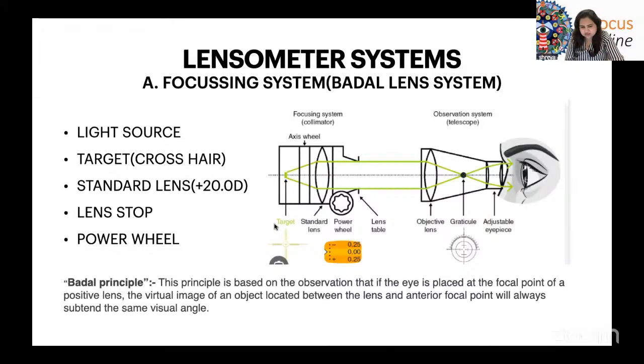So the focusing system is basically based on the Barrel principle, which says that if the eye is placed at the focal point of a positive lens, the virtual image of an object located between the lens and the focal point will always obtain the same visual angle.